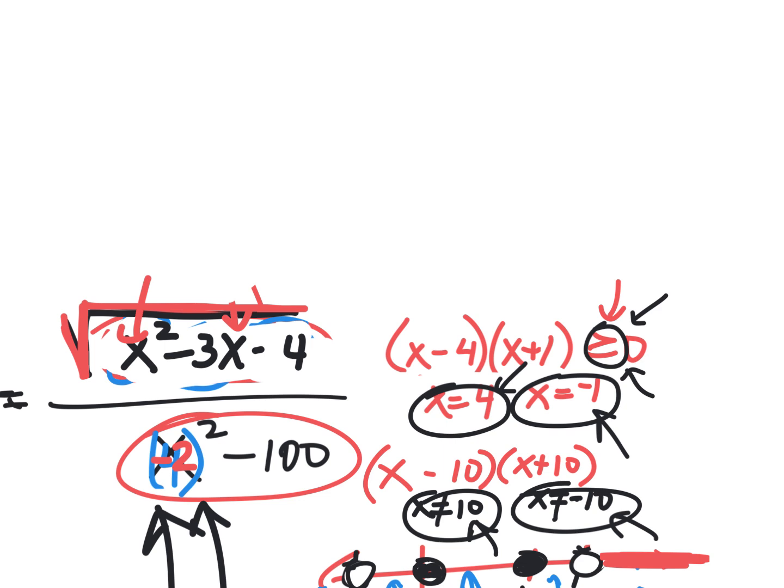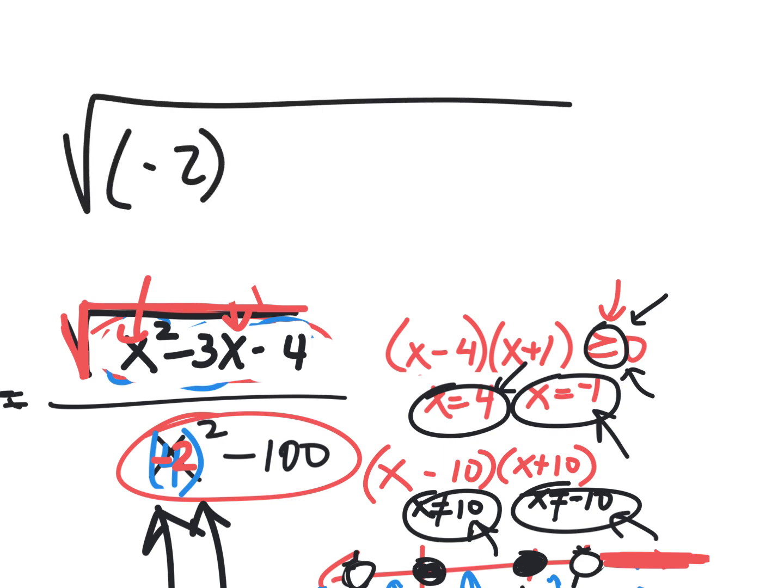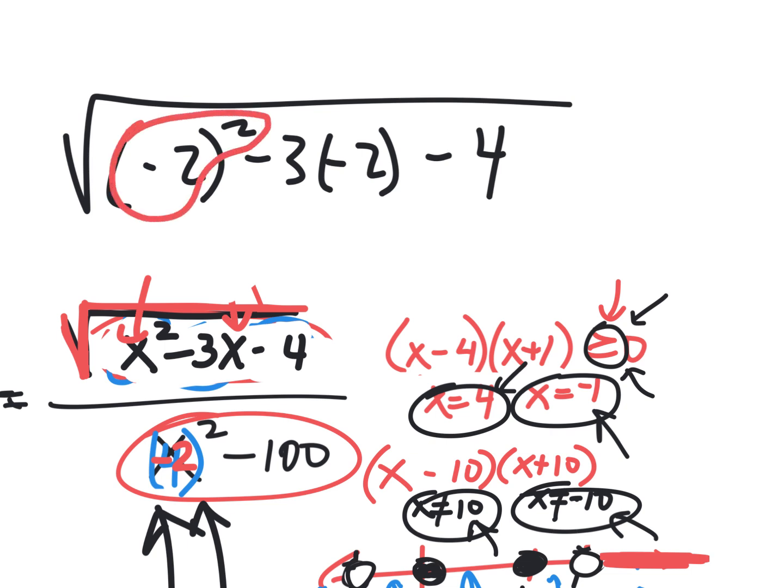I'm going to go square root -2 squared minus 3 parentheses -2 minus 4. So work it out with me. What's this come out to, Kai? And what's that come out to? 6. So 4 plus 6 is? 10 minus 4? Is it okay to have square root of 6?